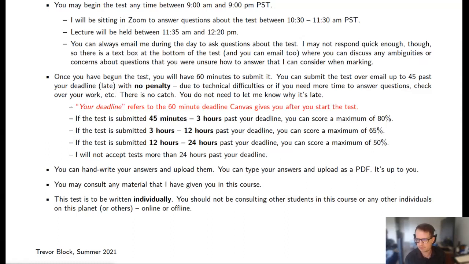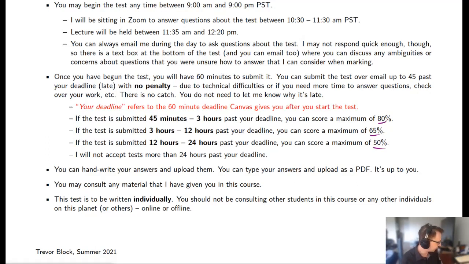If you need more time after the 45 minutes, there's some extra information about how much time you can take and what the maximum score is. Basically, I'll mark it as normal, and then I'll just cap your score. So if you get 90%, but you submit it 2 hours late, I'll just cap you at 80%. I'm not multiplying by 80%, I'm just capping you at that score. So if you got 90% and you submit it 6 hours late, you just get bumped down to 65. This is just a way to make sure that it's fair to people who do it in a reasonable amount of time.